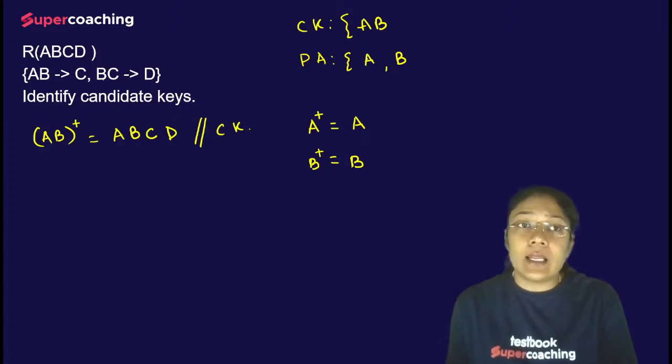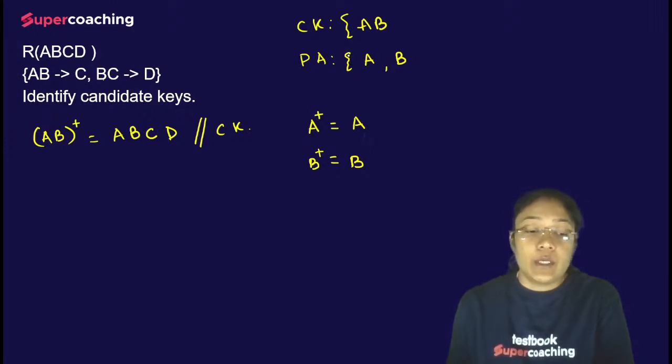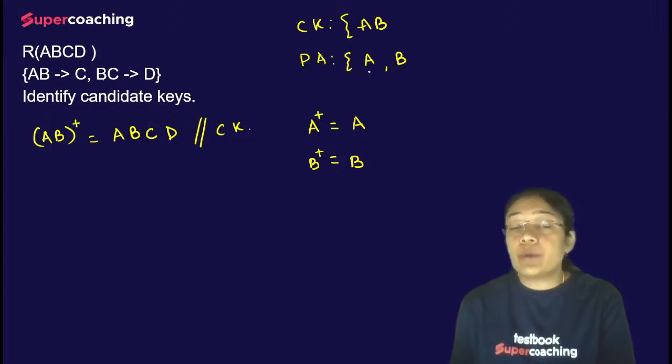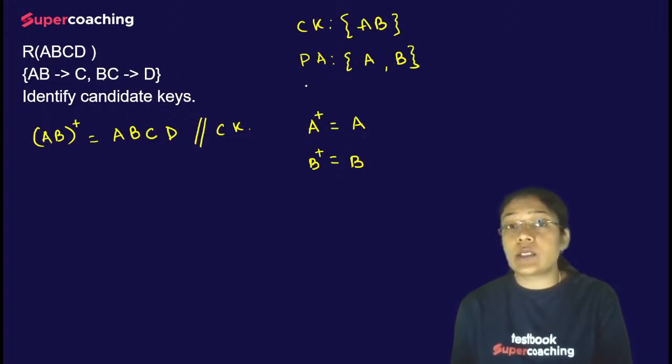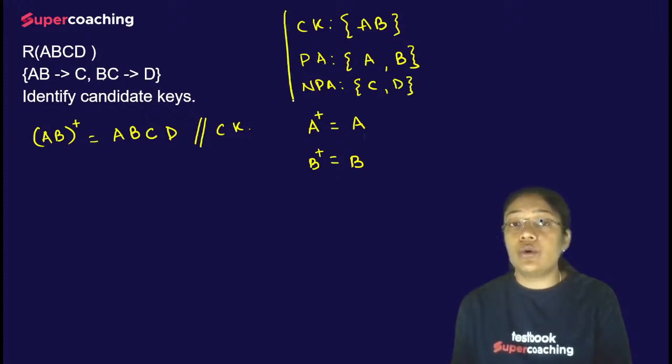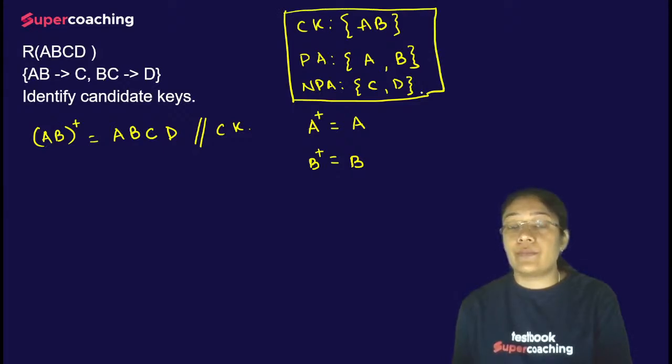Is there any other possibility of getting more candidate keys? Please write in the chat section. Is there any possibility of getting more candidate keys? No. Reason? Because none of the prime attributes is present on the right hand side of any functional dependency. So in this case, we just have one candidate key. Non-prime attributes will be C and D. There are two non-prime attributes, that is C and D. Make sense?